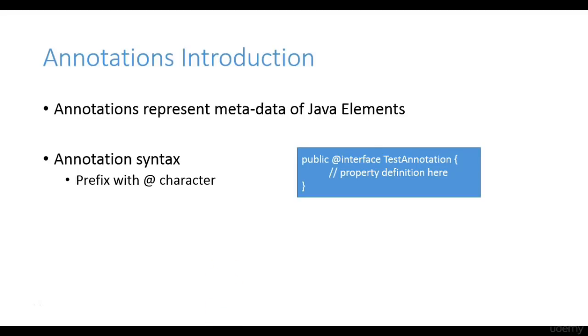So, what really are annotations in Java? Annotations represent metadata. That is, they are used to add metadata to Java elements like class, method, field, and others. And why do we need annotations? The idea is to provide metadata to elements exactly where it is required rather than putting in an external XML file.